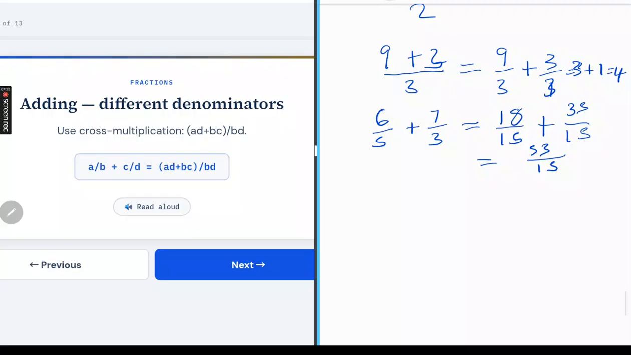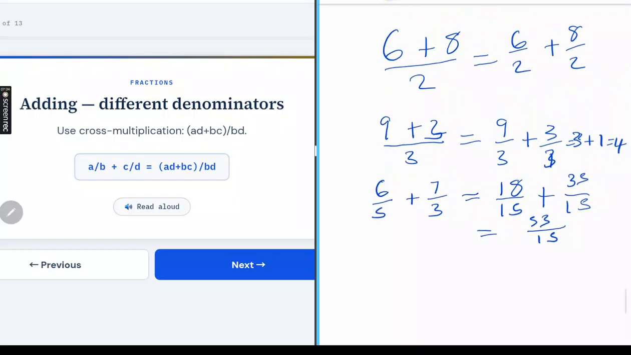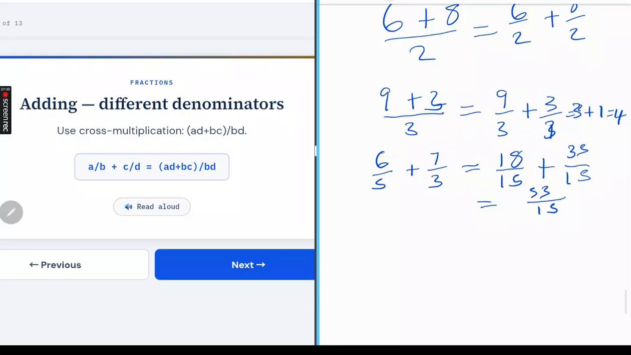Different denominator. So different denominator is already this one we did now. So you can also use the method outlined here. Now let's apply this new method to the one we solved. What did we solve? We solved 6 over 5 plus 7 over 3. If you look at the method outlined here, it is to multiply the denominators, which is 5 times 3, 15.